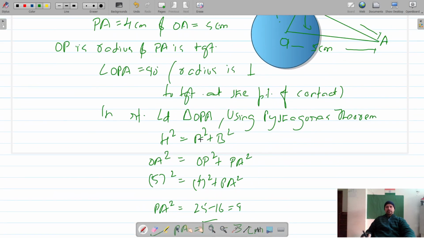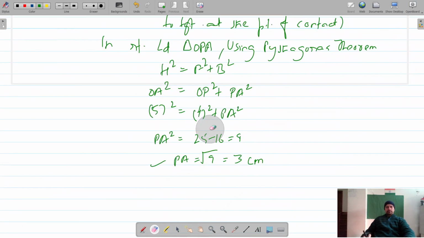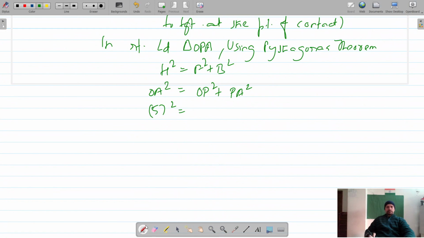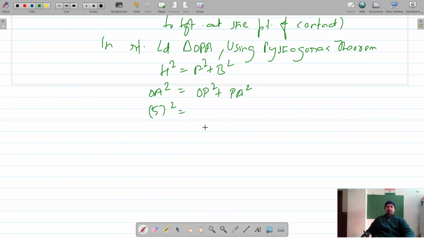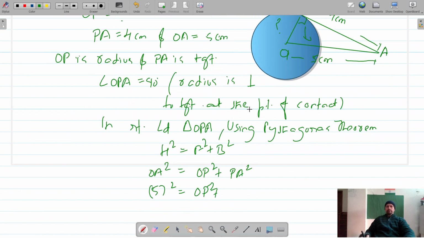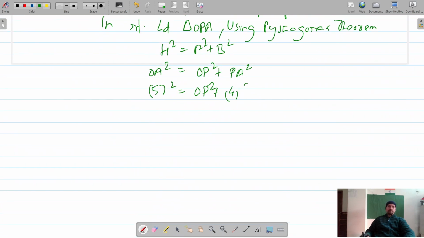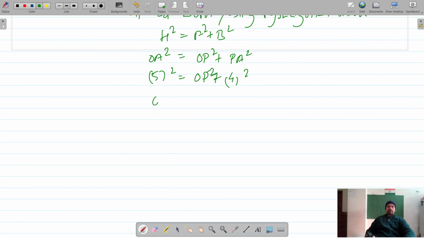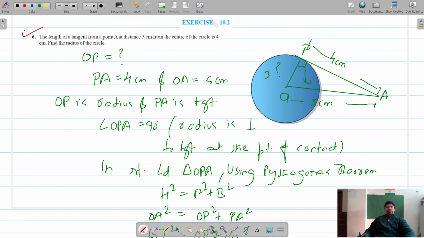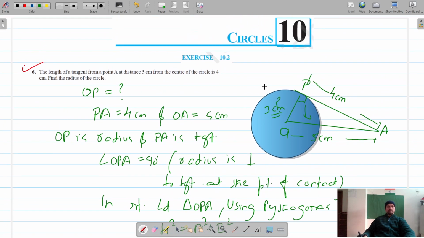Sorry, we have put in the values incorrectly. It's not what we have to find. We have to find OP. So OP we have to find, and PA is 4 centimeters, so it's 4 square. So this is OP that we have to find. So that means OP square is 25 minus 16, that's 9, and OP is root of 9, that's equal to 3 centimeters. So anyway, it's the same answer, because we have to subtract the square of the other side from the hypotenuse square. So that shows the radius of this circle is 3 centimeters.